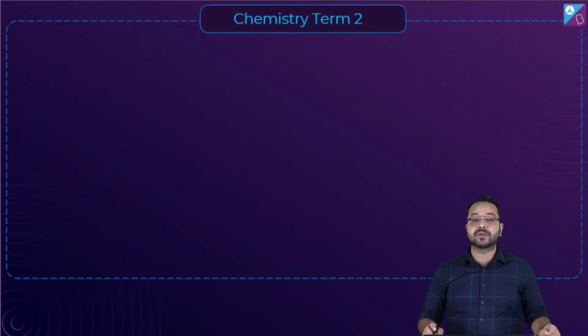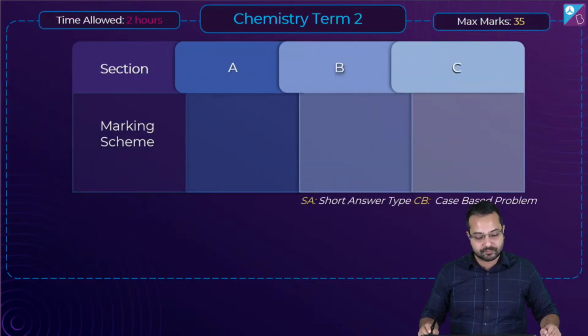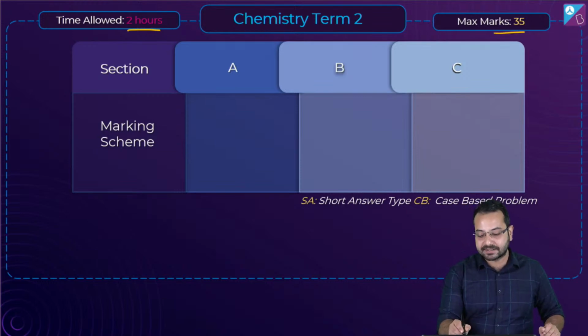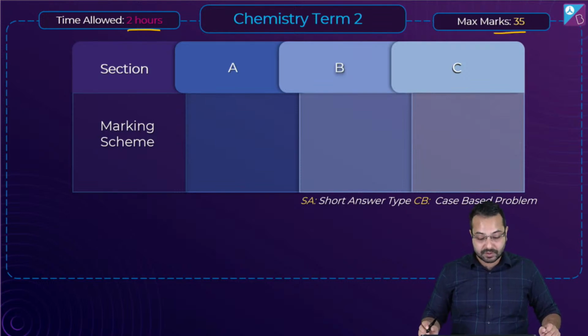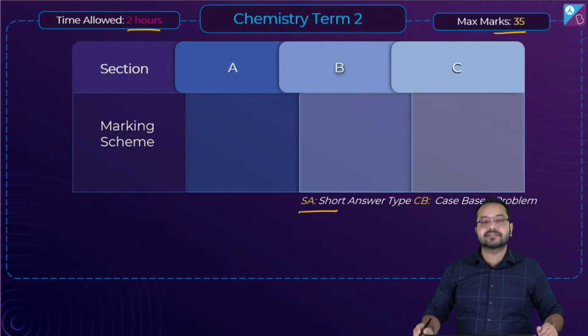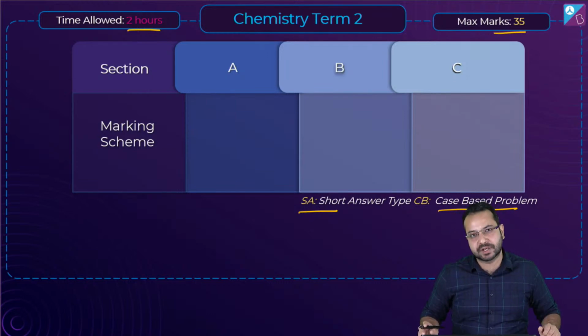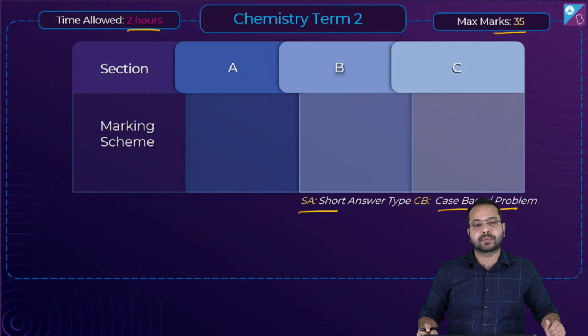Alright, now chemistry term 2. What is the pattern for chemistry term 2? Here the time allowed is 2 hours and the maximum marks is 35. What is the marking scheme? Again, the questions are short answer type questions and case based problems. Case based problems, as I said, are comprehension based problems. It's very similar to a comprehension based problem.